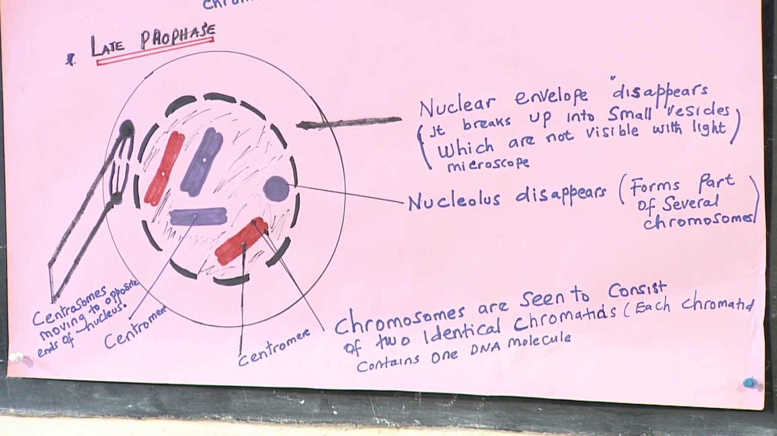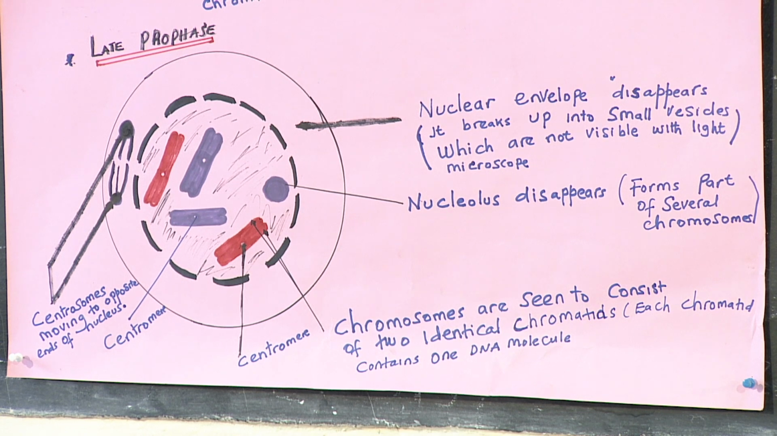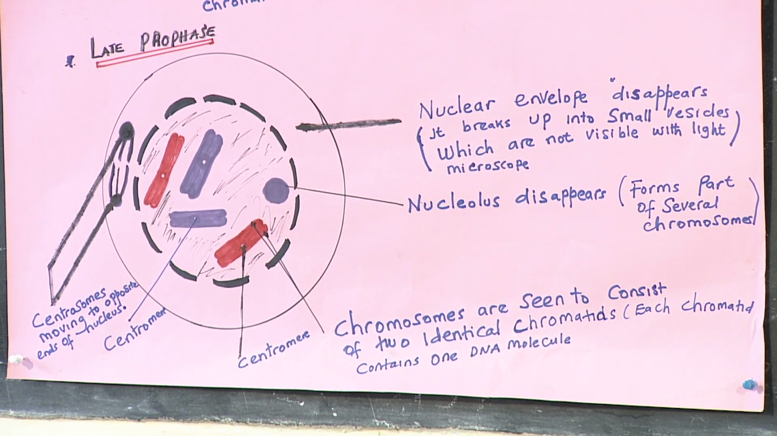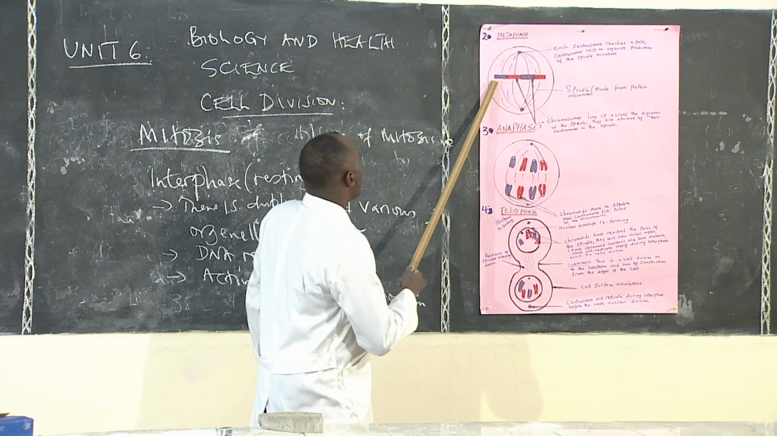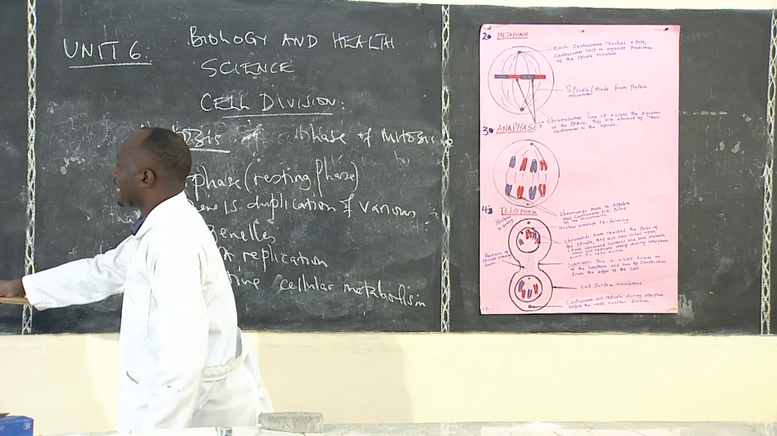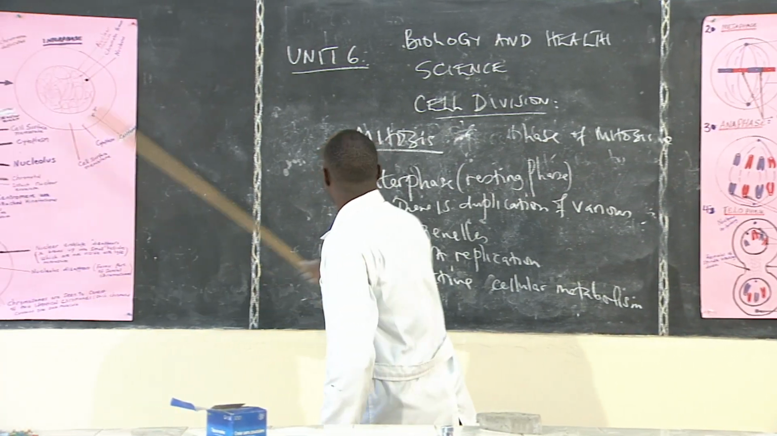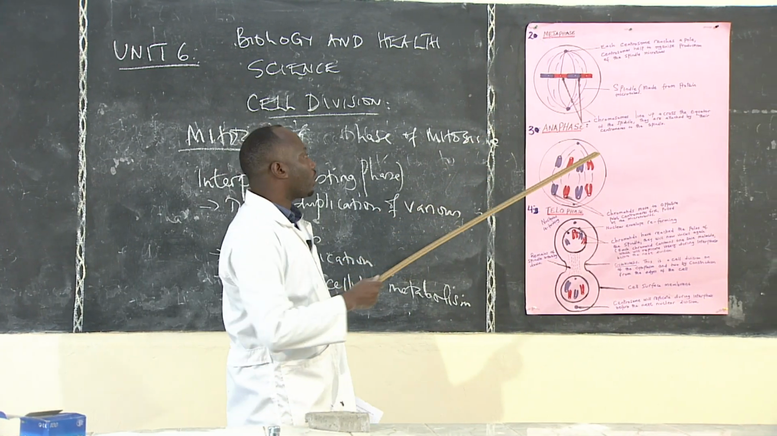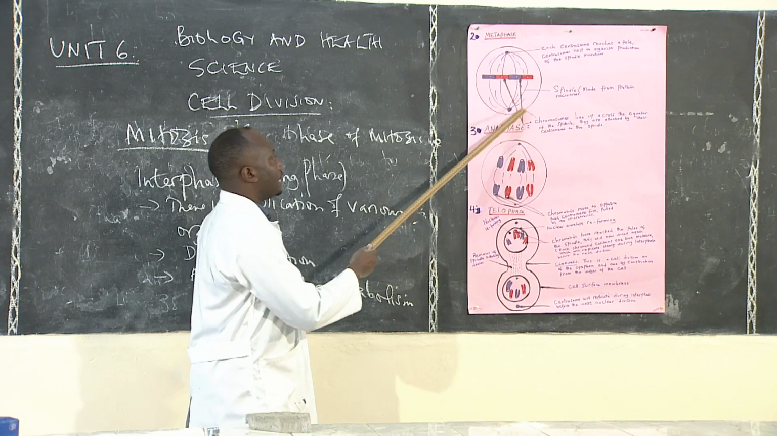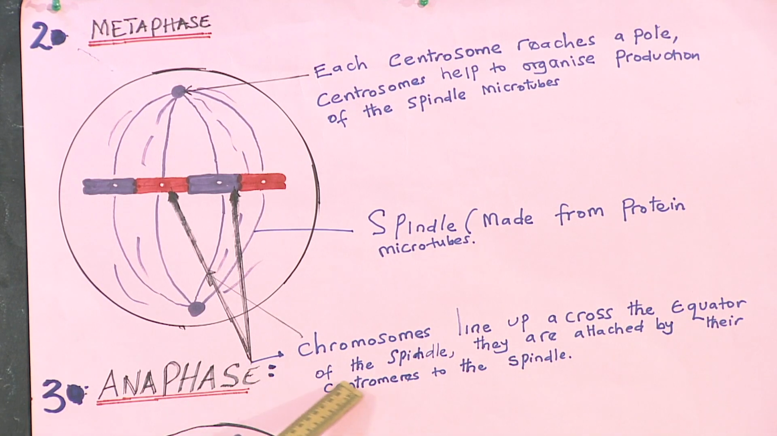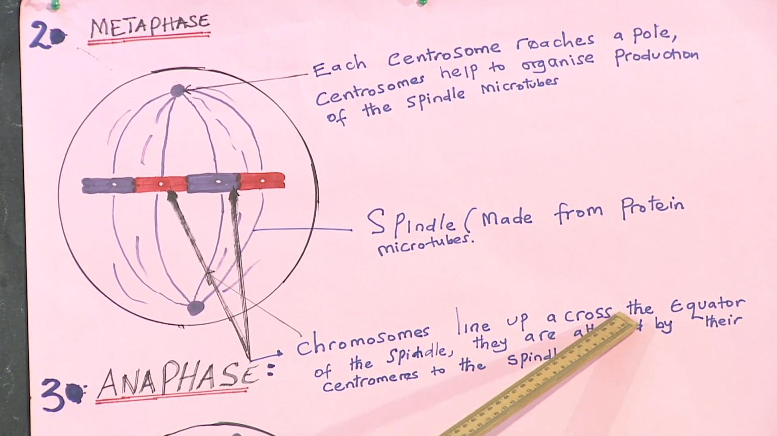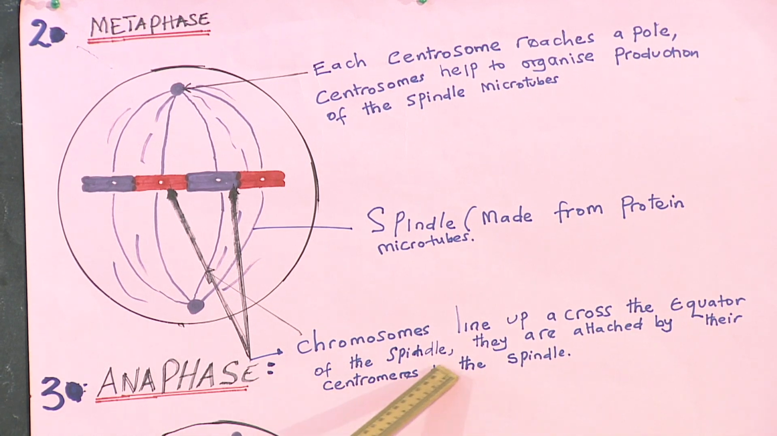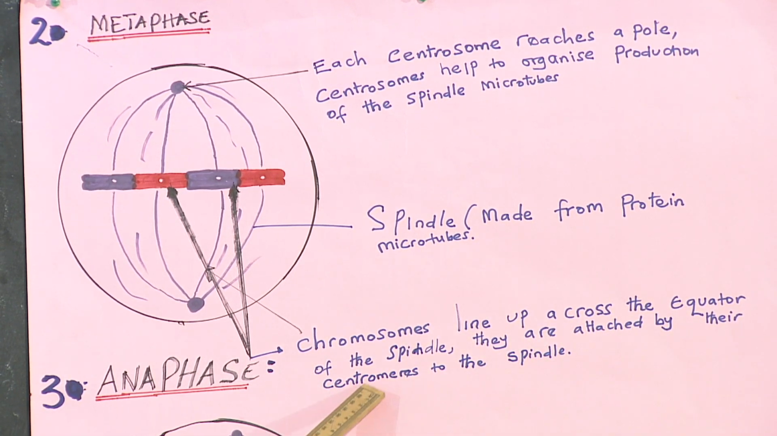We go to the third stage, which is called the metaphase stage. In the metaphase stage, you can see the chromosomes are no longer scattered in the nucleus. The chromosomes arrange themselves along the equator of the cell. The diagram shows the chromosomes lined up across the equator of the spindle, and they are attached by their centromeres.